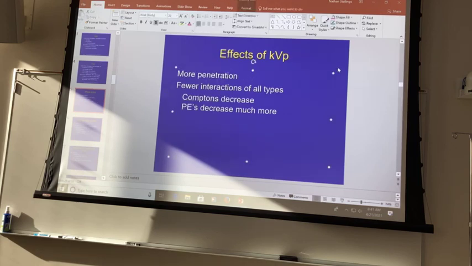With the effects of kVp, we get an increase in penetration. We get an increase of all different types of interactions. The Comptons increase, and the photoelectrics increase less than Comptons.